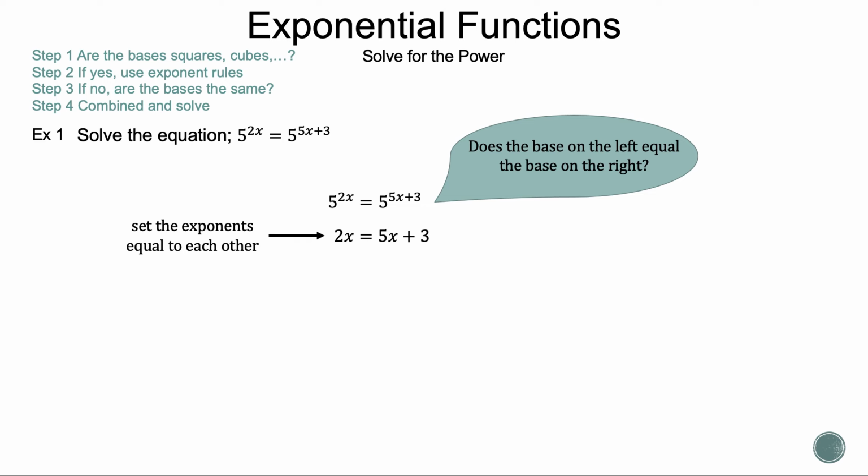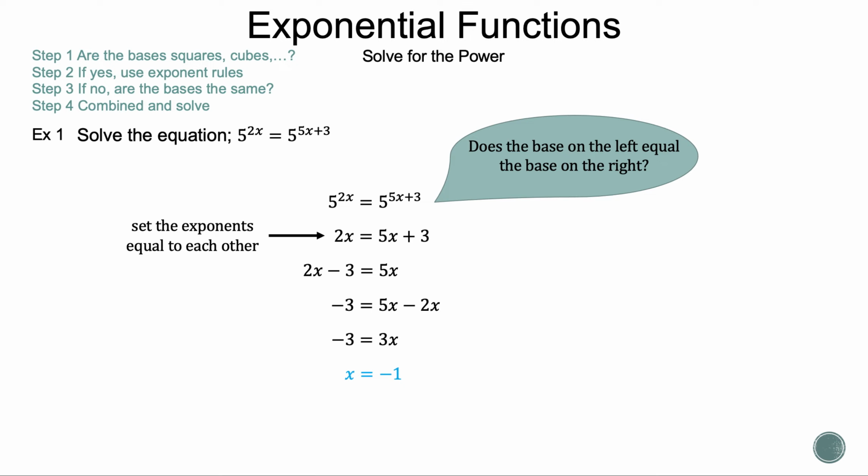So now we have 2x is equal to 5x plus 3. Let's subtract 3 on both sides. So we have 2x minus 3 is equal to 5x. Let's subtract 2x on both sides. So we have negative 3 is equal to 5x minus 2x. Let's subtract 5x and 2x, and the result is 3x. So we have negative 3 is equal to 3x. Finally, let's divide both sides by 3. So now we have x is equal to negative 1. And that is example 1.